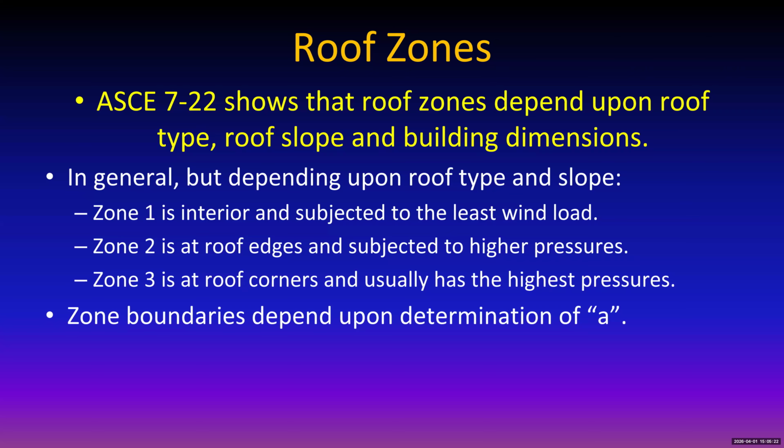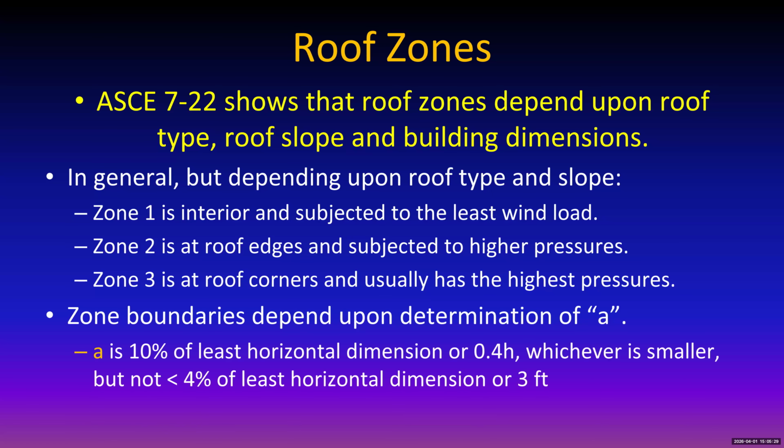Now they all have this A, this zone boundary number, and A is defined as 10% of the least horizontal dimension or 4/10 of the height, whichever is smaller, but not less than 4% of the least horizontal dimension or 3 feet. Wow. You can read that 10 times and still maybe not be quite sure what it means. But in any case, ultimately you'll figure out what it means. And it's typically going to be for a residential installation between 3 and 5 feet.